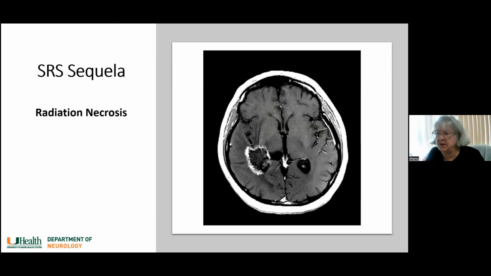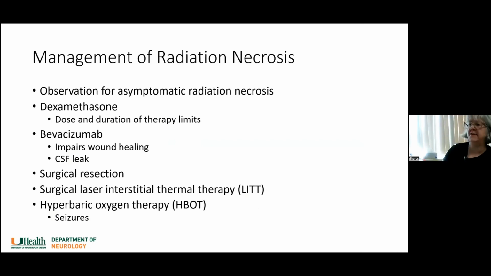We're all familiar with radiation necrosis from SRS, about a 10 to 20% risk. And this gives me an opportunity just to mention the management of radiation necrosis in these patients. For asymptomatic patients, sometimes observation is appropriate. Short-term dexamethasone may be beneficial, but the limitation of dexamethasone is the potential long-term side effects if long-term therapy is necessary.